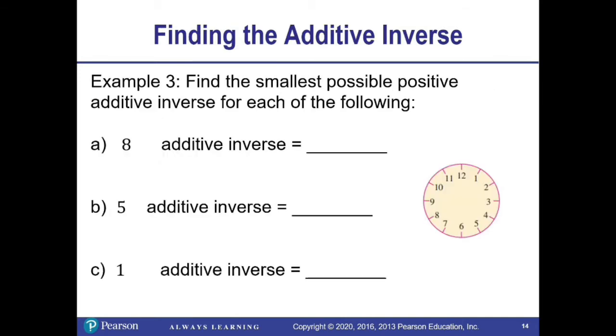So let's find the additive inverses for each of the following. For part A, I want to know the additive inverse of 8. So 8 plus what makes 12? Well, 8 plus 4 makes 12, so 4 would be the additive inverse of 8. Part B, what is the additive inverse of 5? Well, 5 plus what makes 12? 5 plus 7, and so 7 is our additive inverse for 5. What is the additive inverse for 1? Well, 1 plus what makes 12? 1 plus 11 makes 12, and so 11 is our additive inverse for 1.